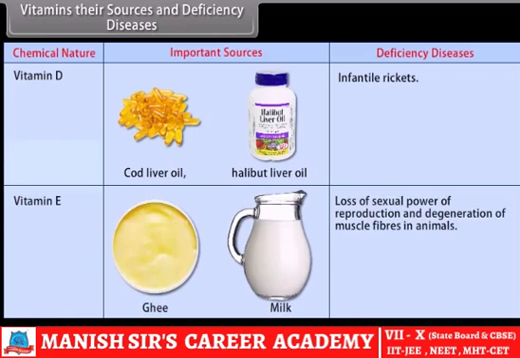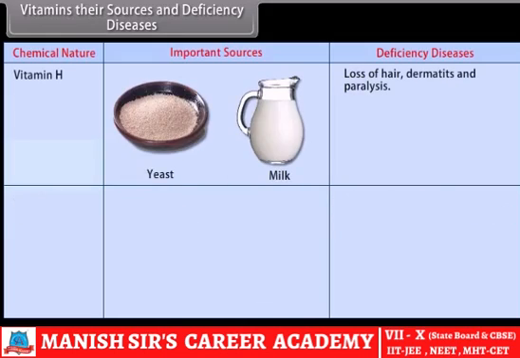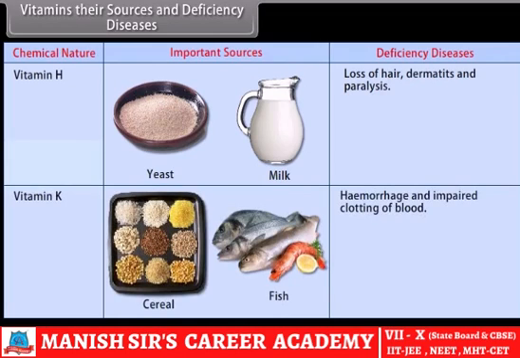Vitamin E is soluble in fats and oils, but insoluble in water. It is stable to heat and oxidation. Vitamin H is neither soluble in fat nor in water. Vitamin K is soluble in fats but insoluble in water. It is stable to heat and oxidation.